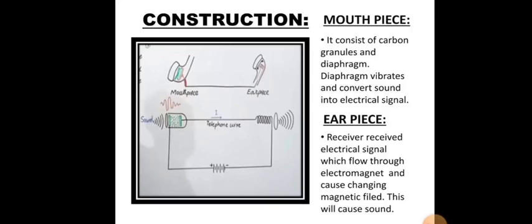That is, electrical current flowing through an electromagnet in the receiver produces a varying magnetic field. This magnetic field attracts the thin metal diaphragm in the receiver, causing it to vibrate. This vibration of the diaphragm produces sound waves in our ears.